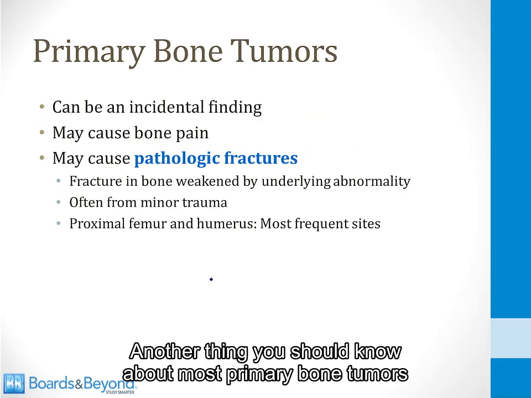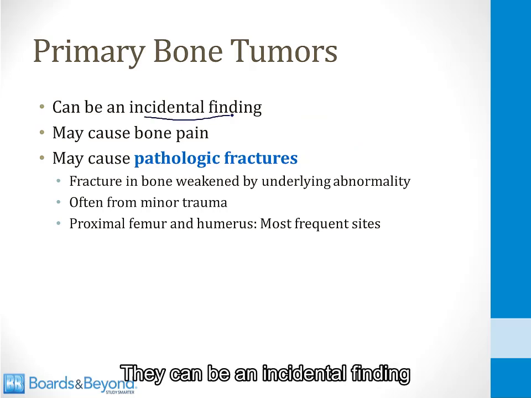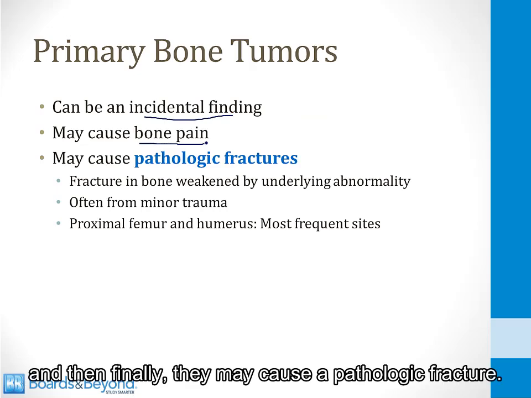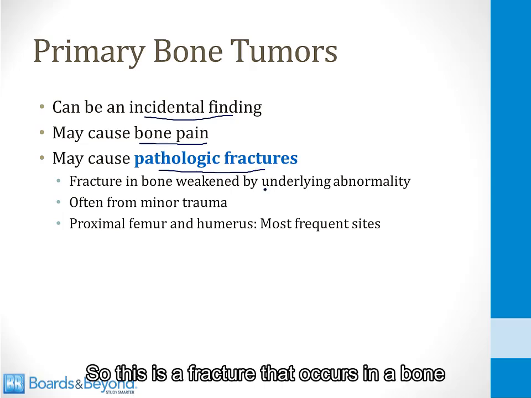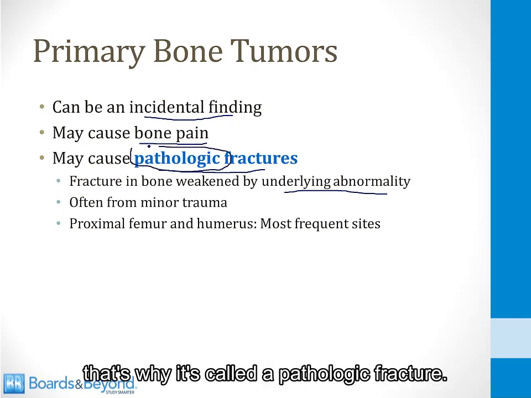Another thing you should know about most primary bone tumors is that there are generally three ways they present. They can be an incidental finding when an X-ray is done for some other reason. They may cause bone pain. And then finally, they may cause a pathologic fracture. So this is a fracture that occurs in a bone weakened by an underlying abnormality or some pathology. That's why it's called a pathologic fracture.